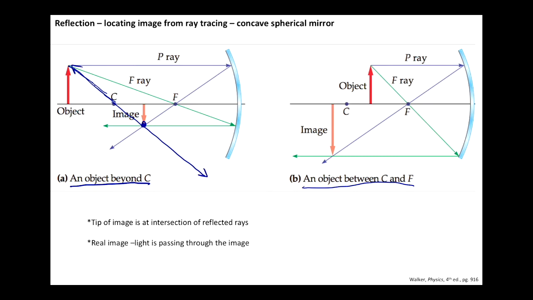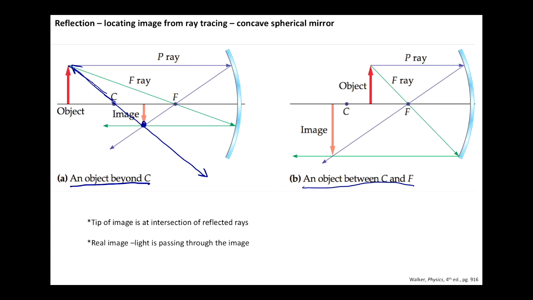Okay? Look at this image. This image is not behind the mirror. It's in front of the mirror. It's on the same side of the mirror as the object itself. Notice it's smaller than the object. That arrow is shorter. And it's also flipped upside down.